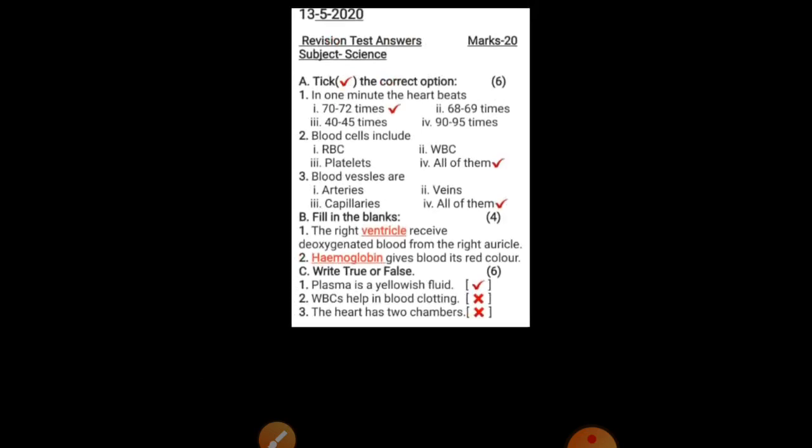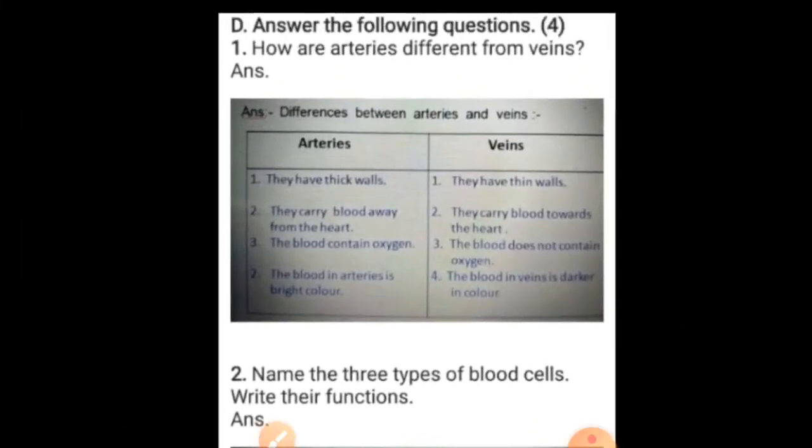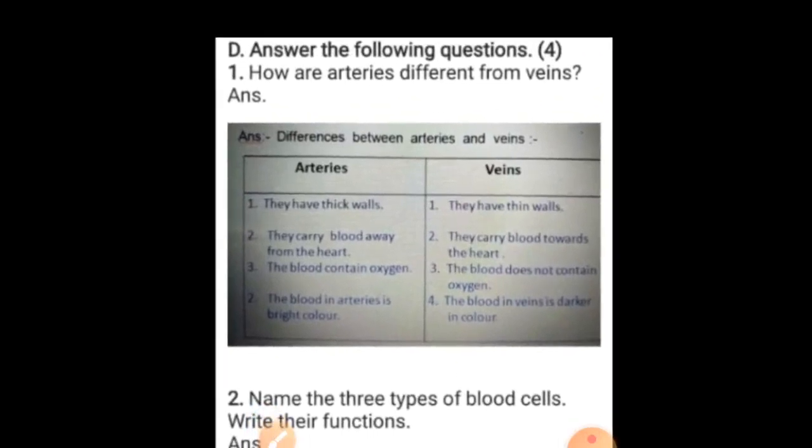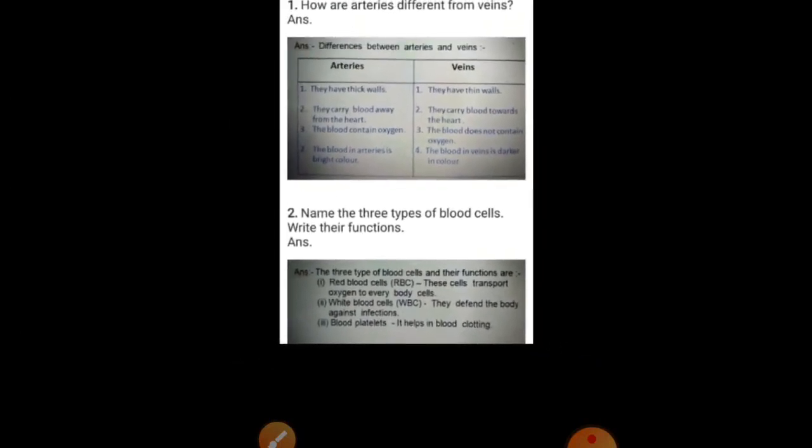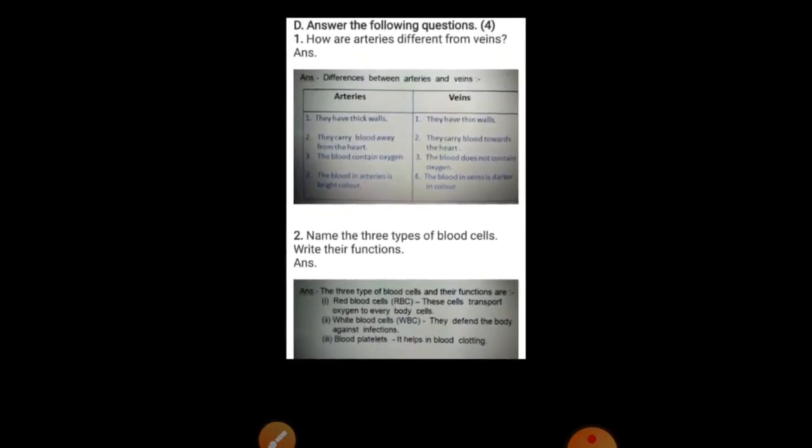And the D question answers. D is here. How are arteries different from veins? So artery is here and the vein. You can write your answer with the answers which are already given to you. And here is the answer of name the types of blood cells. I hope you all are able to see it clearly.